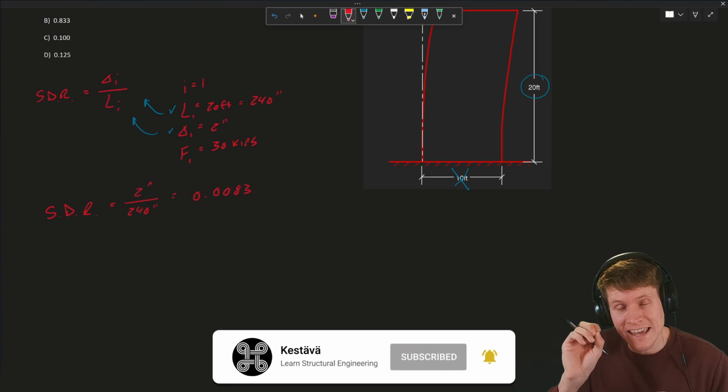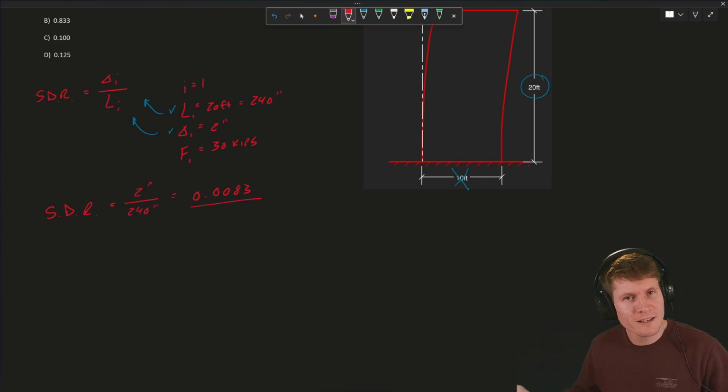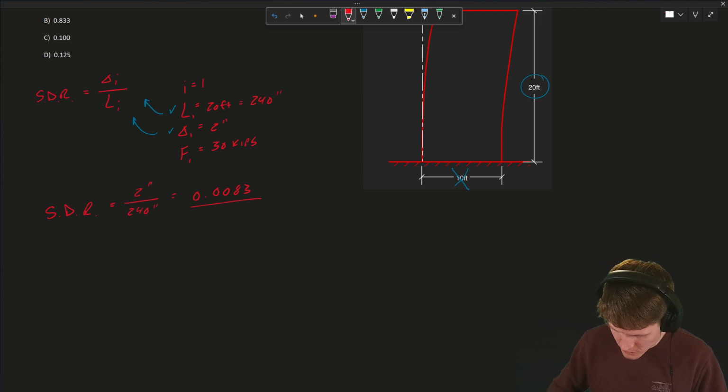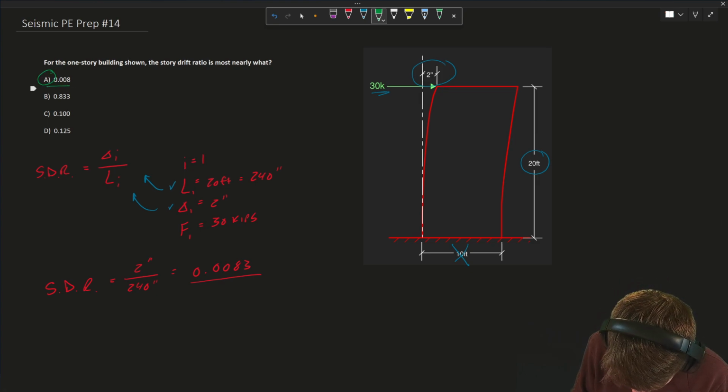Now, this is a ratio, so this is unitless. It's inches divided by inches, which gets you a unitless value that ultimately today will get us our final answer. So if we scroll back up and we go green, I would say 0.083 is closest to answer A of 0.08.